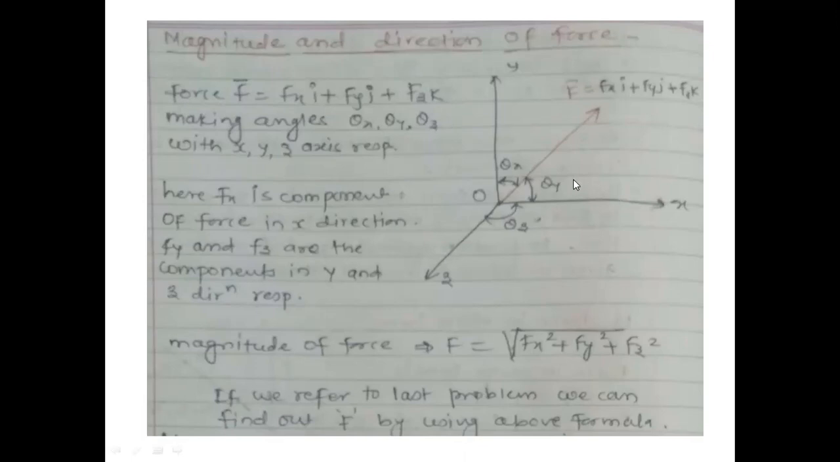Also, Fx is equal to F cos theta x. This is another formula. Sorry, this will be theta x and this will be theta y. Cos theta x, cos theta y and cos theta z likewise. Fx is F cos theta x, Fy is F cos theta y, Fz is F cos theta z. Theta x, theta y, theta z are the force directions, the value of which lies between 0 to 180 degrees.